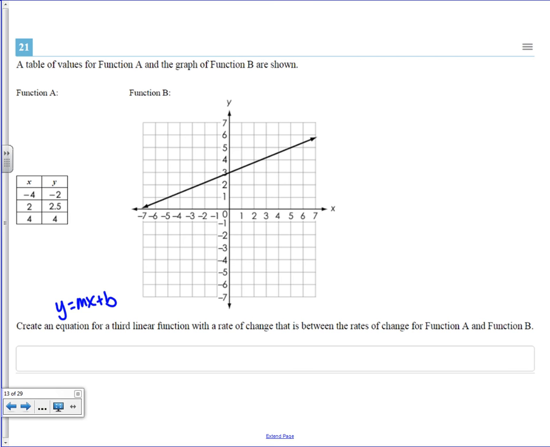For a third linear function with a rate of change, that's the slope, that is between the rates for A and B. So I got to find the rates for A and B. Well, A is a table, so I'm going to use my formula that we've used quite a bit today now. And let's choose, I don't know, just the first 2. So this is x1, y1, x2, and y2.